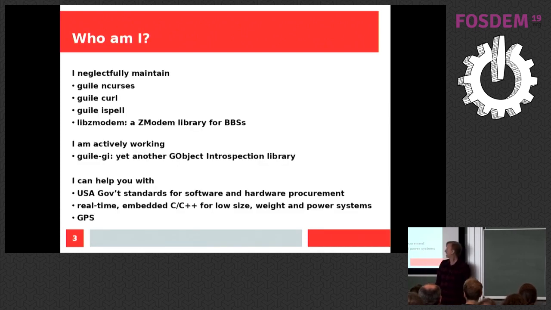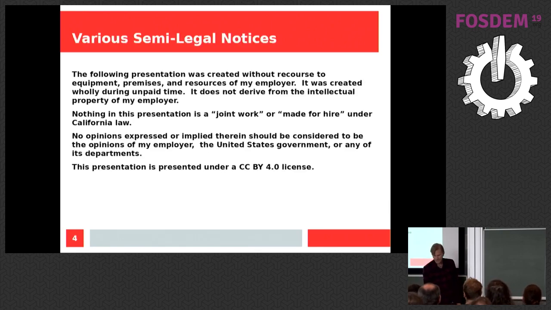Who am I? I neglectfully maintain a bunch of Guile packages. And of course, my most important package, which is libzmodem, in case you ever need to write zmodem functionality for your BBS. And if you want to hire me, I can help you with US government standards for software and hardware procurement. Who's excited about that? Procurement! Yeah! I have also done a metric ton of real-time embedded C++ for low-SWaP systems and GPS. Various semi-legal notices. The only thing important here is that this does not represent the views of the United States government or my employer. I'm obligated to say this.